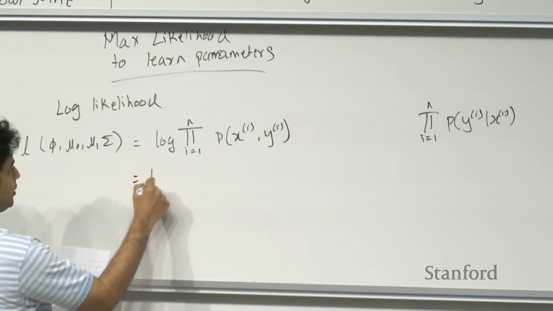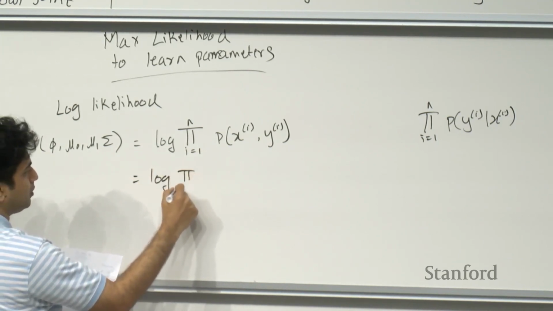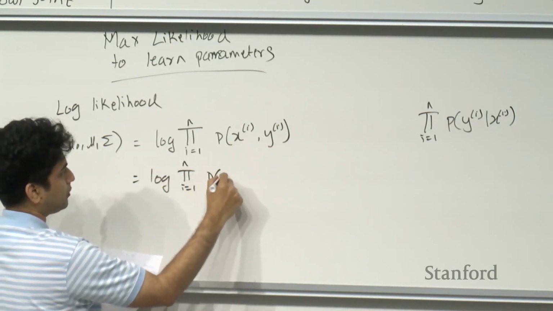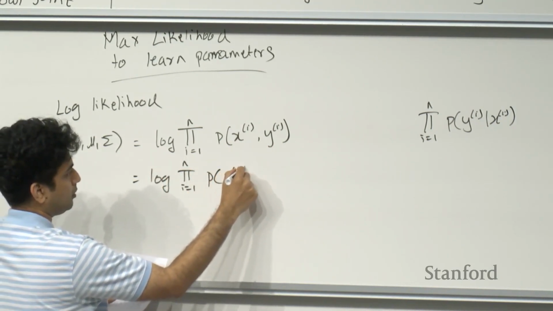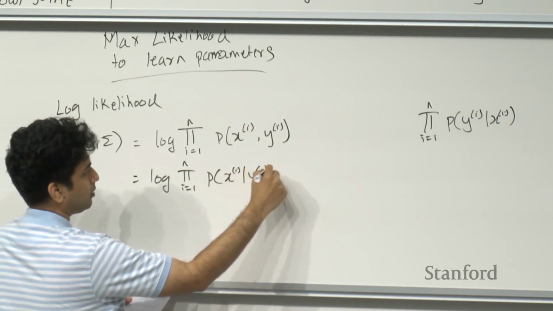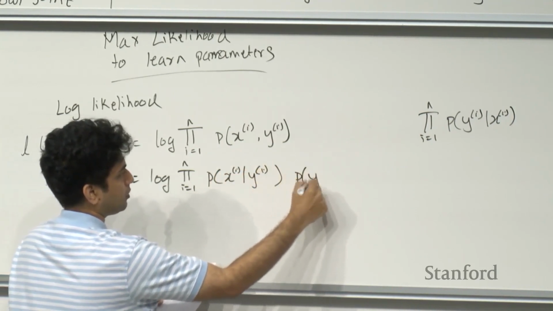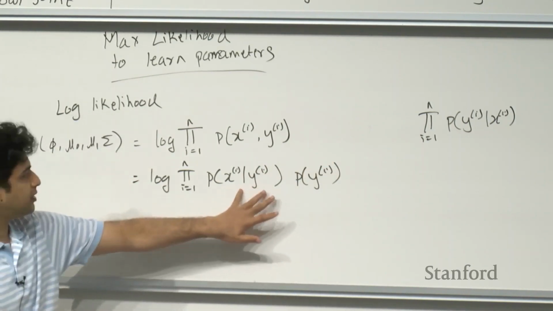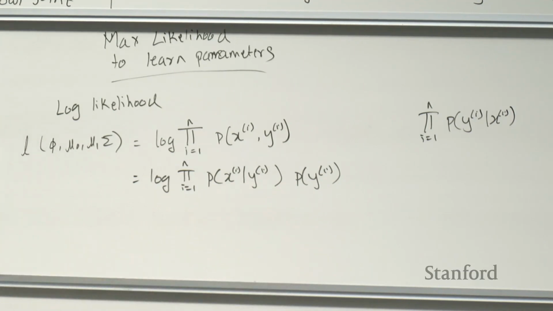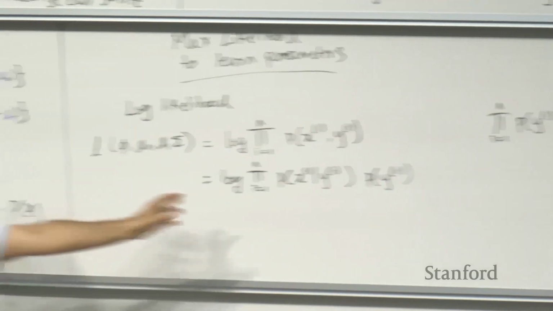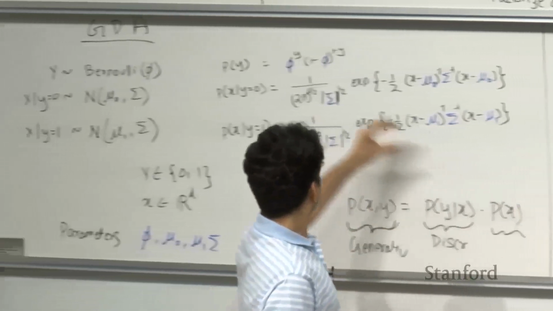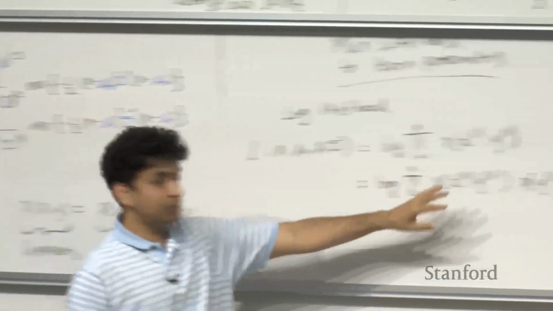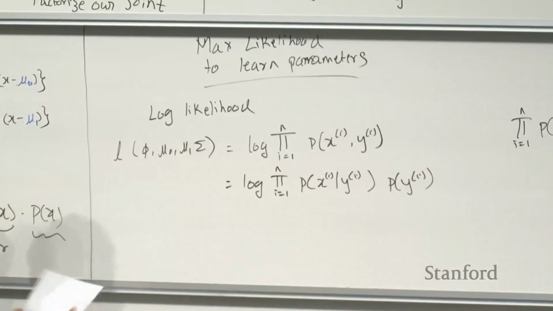And this we can write as log of the product from i equals 1 to n. Now just break it down: p of xi given yi times p of yi. And we know what p of xi given yi and p of yi are, and they are right here. So we plug them in here. Take these definitions of p of x given y and p of y, plug them in here, and solve.